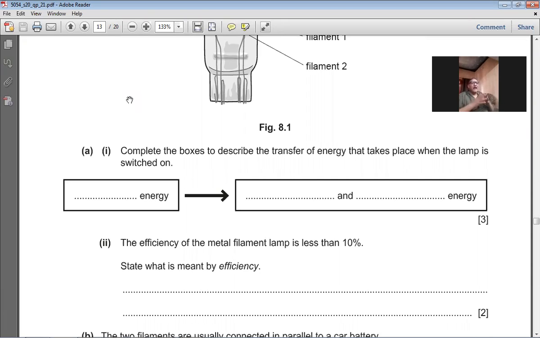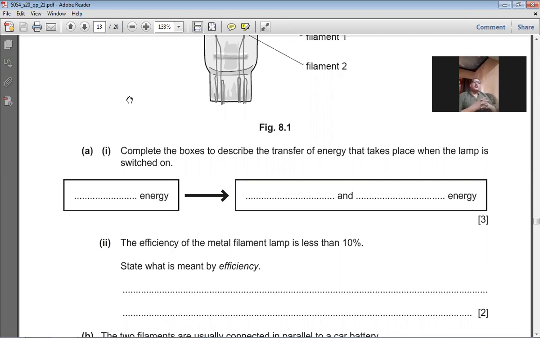So the lamps have electric energy in them, and that electric energy is converted into light energy and heat energy. So in the first blank, you will write electric energy that will be converted into light energy and heat energy. The efficiency of the metal filament is less than 10%. State what is meant by efficiency.